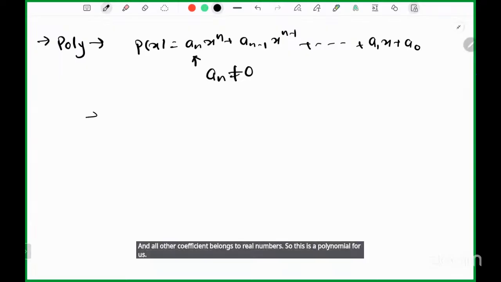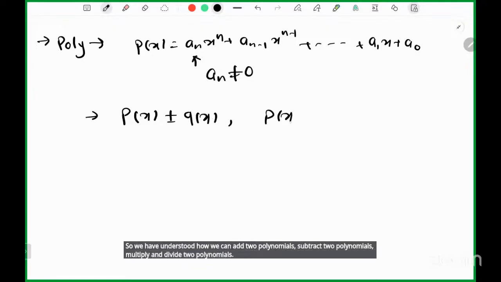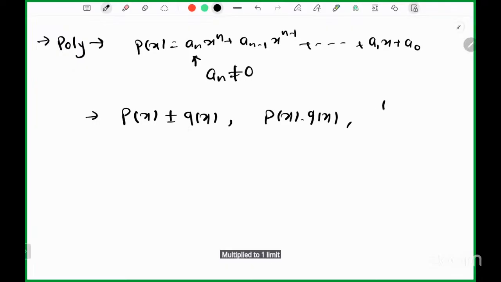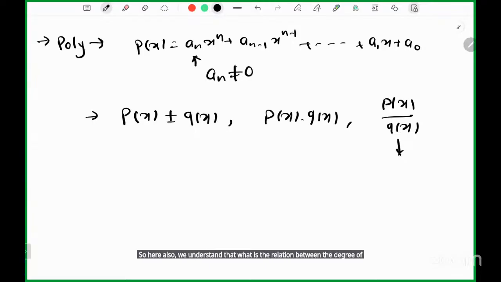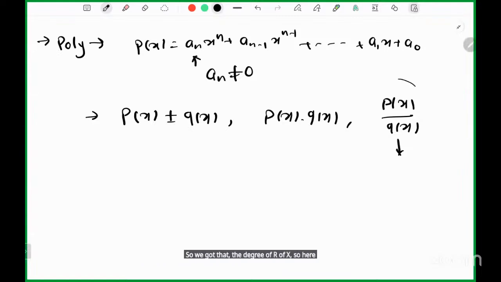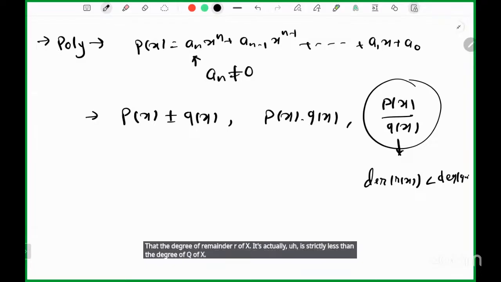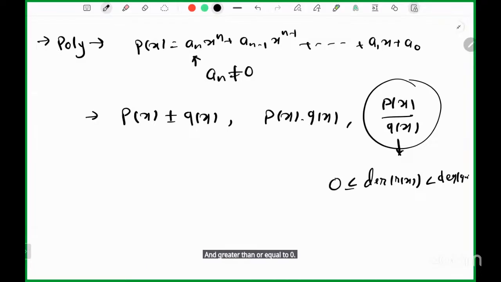We understood how we can add, subtract, multiply and divide polynomials, and what the meaning of division of two polynomials is. Here the important fact about division is that the degree of the remainder r of x is strictly less than the degree of q of x and greater than or equal to 0. It could be 0 because we can get 0 as a remainder.